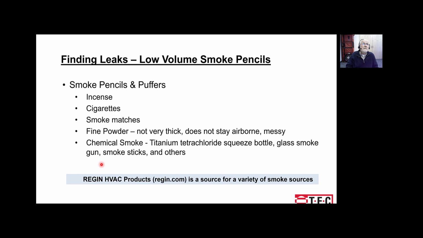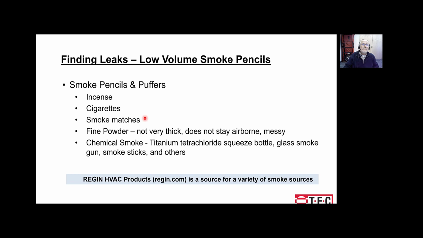So next we're going to just talk about some of the products, and I'm going to show some of these in a couple of minutes. Back in the old days, people, and maybe still do, use incense sticks, cigarettes. There are things that look like matches, but when you light them, they just make a big puff of smoke. I don't have any of that to show you.